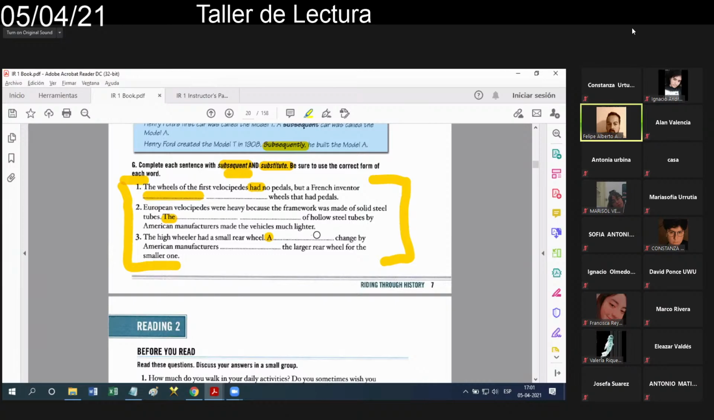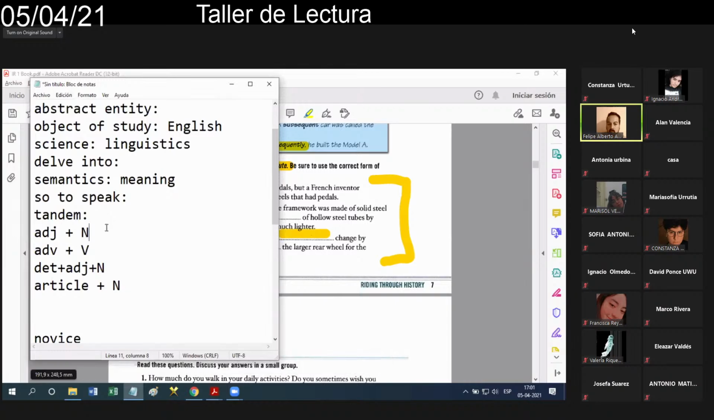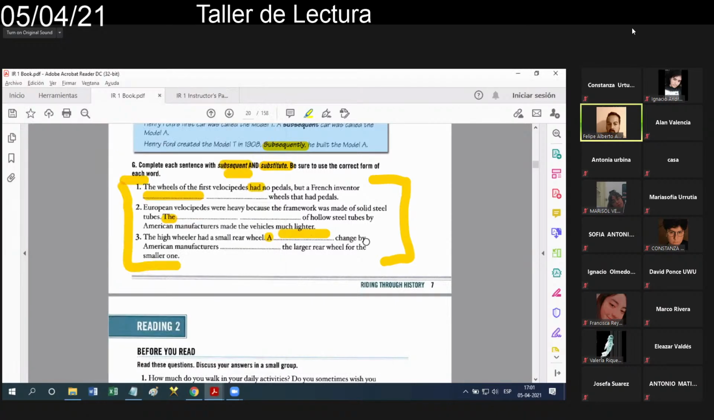Subsequent. A subsequent change. A subsequent change, because change is a noun. And what's a tandem? Adjective noun. That's a key thing. A subsequent change by American manufacturers. What do we need here? The second part. Substitute.